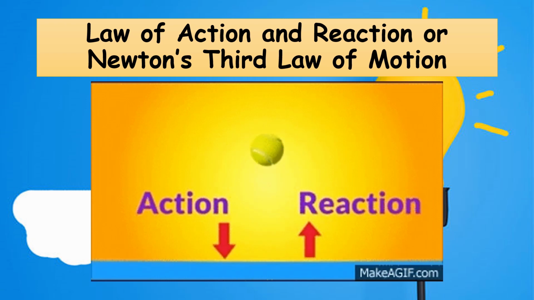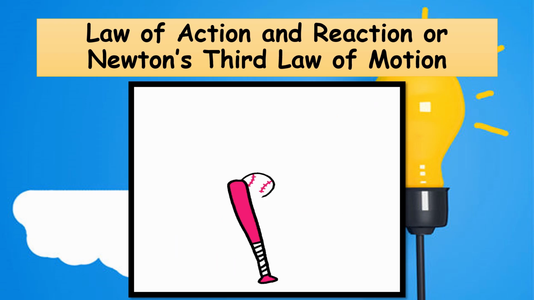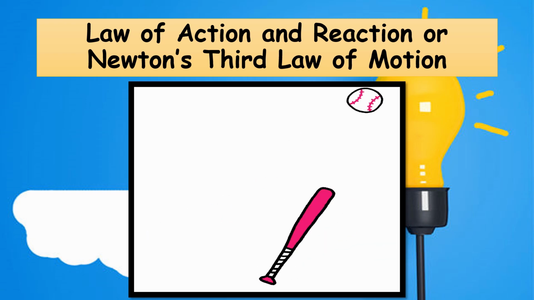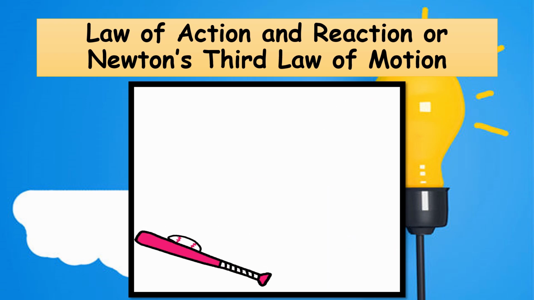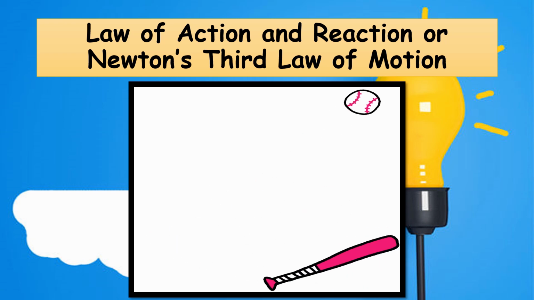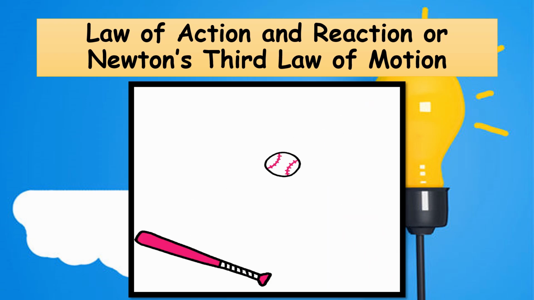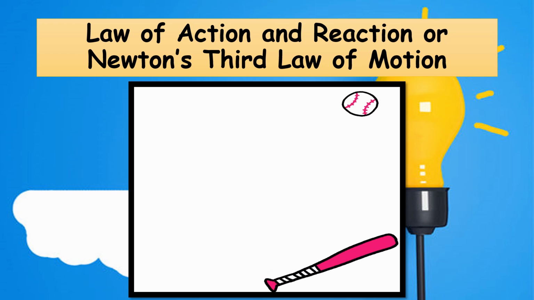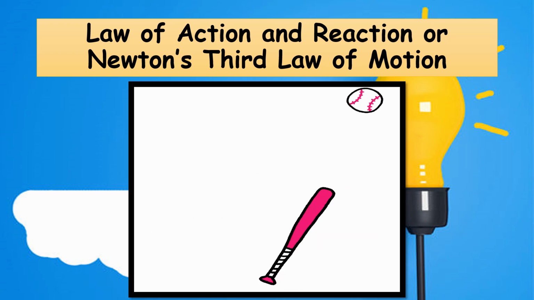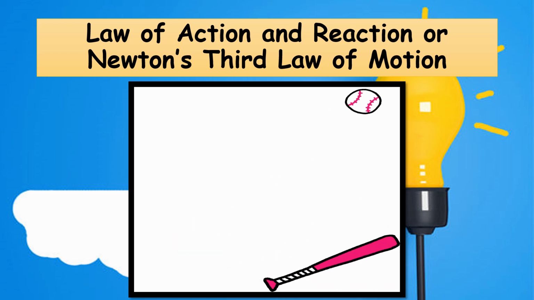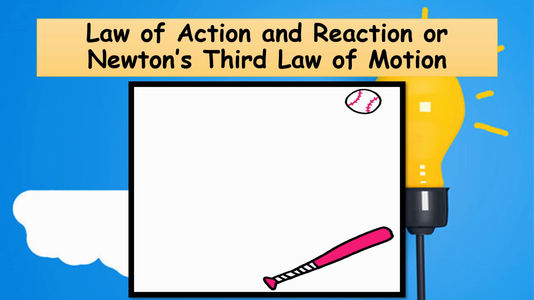Another example, yung baseball at yung baseball bat. Yung bola ng baseball ay papunta sa baseball bat. Nung tumama na yung bola doon sa bat, itinulak ng bat yung bola kaya siya tumalbog. So, nagkaroon ng action between the ball and the baseball bat. So, yun yung third law of motion ni Isaac Newton.